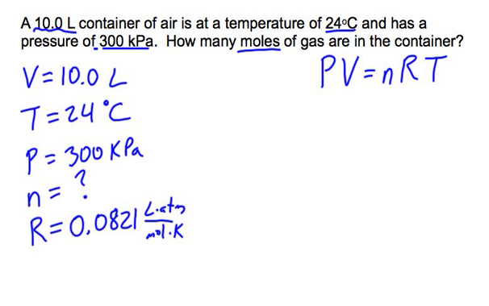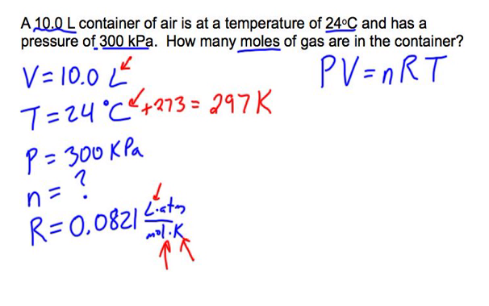The one catch before we do it is you need to make sure that everything is in the proper units. So if you look at the units of R, every other unit must match that. In other words, volume is in liters, and that's okay because liters is in R. Temperature is in Celsius, though, and that doesn't work because the units of R are in Kelvin. So we must convert Celsius to Kelvin. When you go from Celsius to Kelvin, you must add 273. So 24 plus 273, we're just going to add that up. It's going to give us 297.